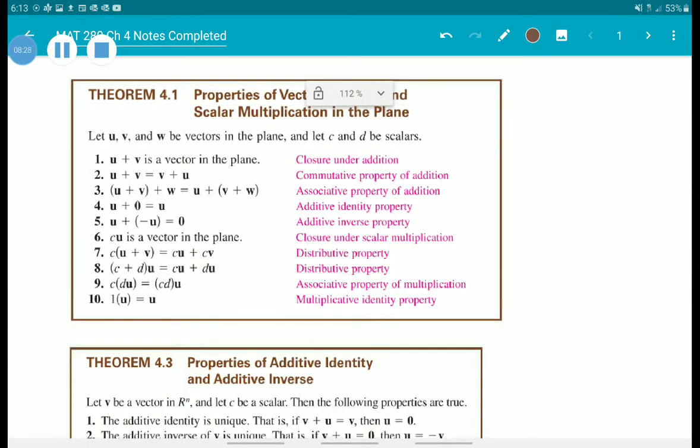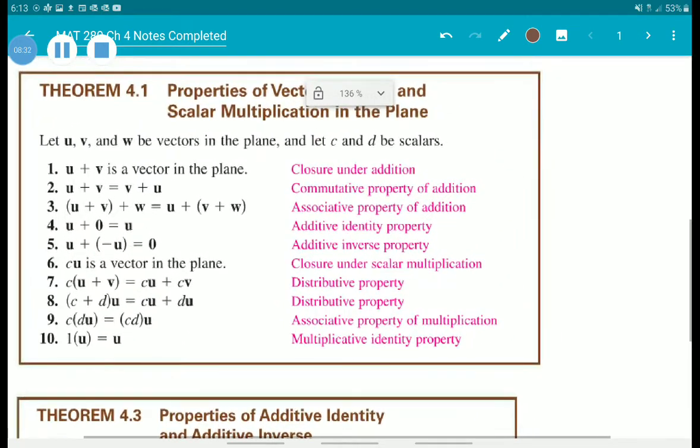When we talk about the properties of vector addition and scalar multiplication, vector addition is always going to be closed under addition. And what that means is if I take a vector that's in 2 dimensions and I add another vector that's in 2 dimensions, I will still get a vector that's in 2 dimensions. If I add a 3-dimensional vector to a 3-dimensional vector, I will get a 3-dimensional vector. There's no way you can get anything that's outside of that world that U and V come from. That's what it means to be closed under addition.